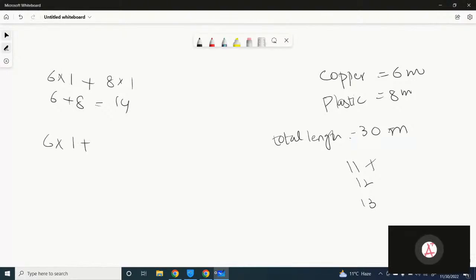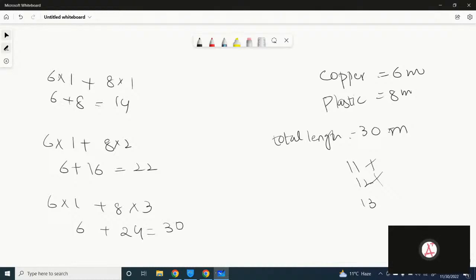Let's check the second one. 6 times 1 plus 8 times 2. It would be 6 and 16, which makes 22. This isn't the correct option. Let's check the third one. 6 times 1 plus 8 times 3. 6 times 1 is 6 and 8 times 3 is 24. And together they make 30 meters.